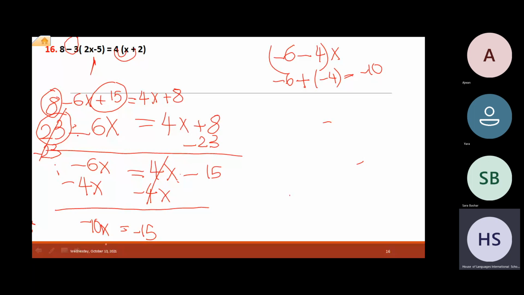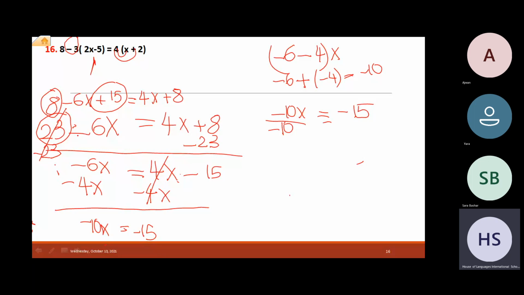Now, what is the opposite operation of multiplication? Division. So I have divided by. Look at x. It's multiplied by which number? -10. So that's why, Maria, I have to divide here by -10 in order to cancel it.